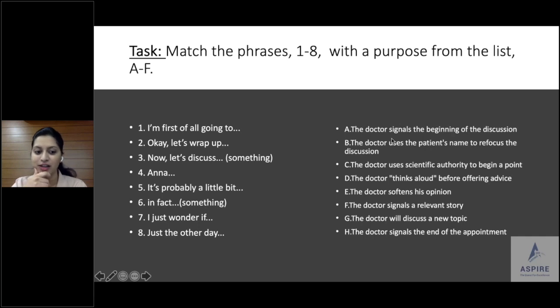Yes, the third one is G. "Now let's discuss" usually refers to the doctor when he's about to discuss a new topic. And the second one, when they say, "Okay, let's wrap up," the doctor signals the end of the appointment. That is H.